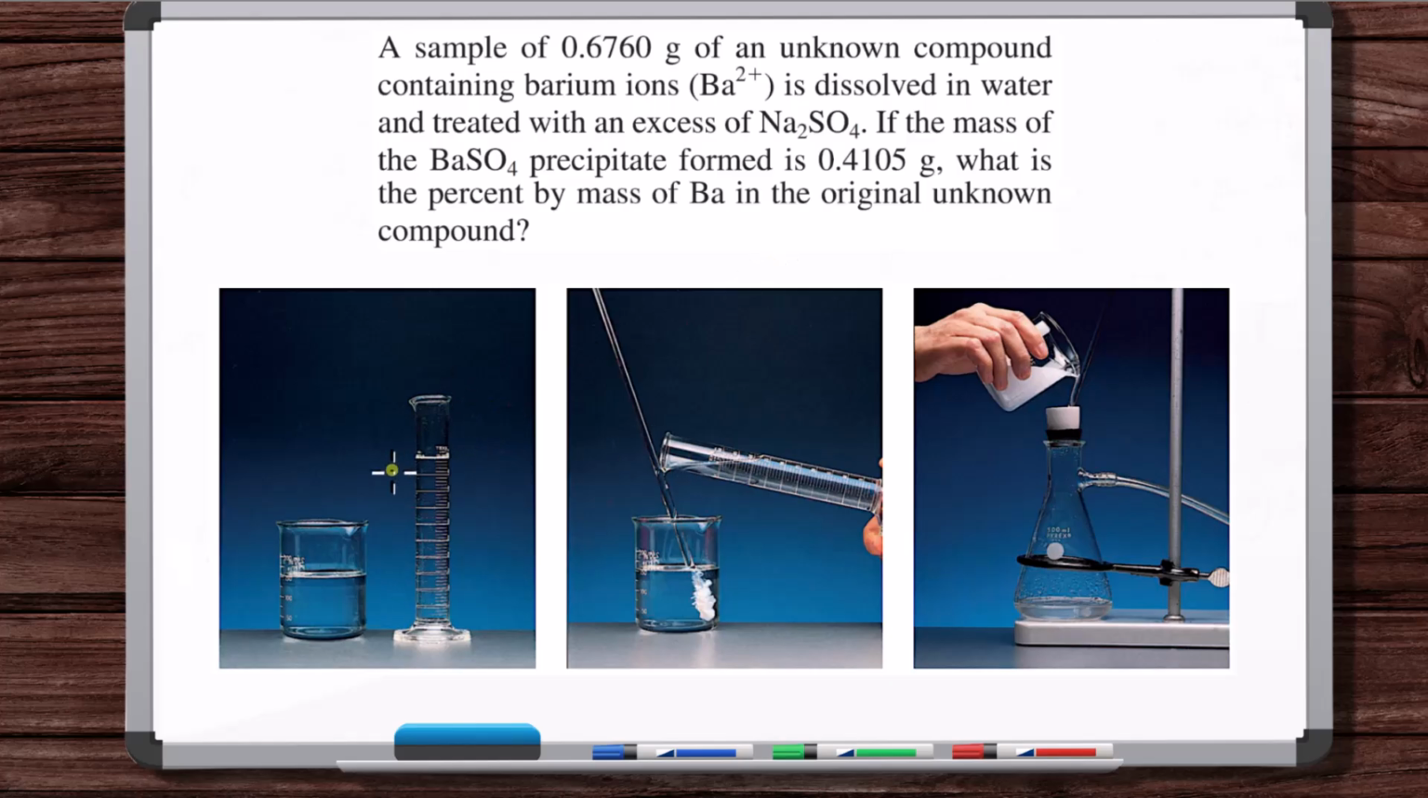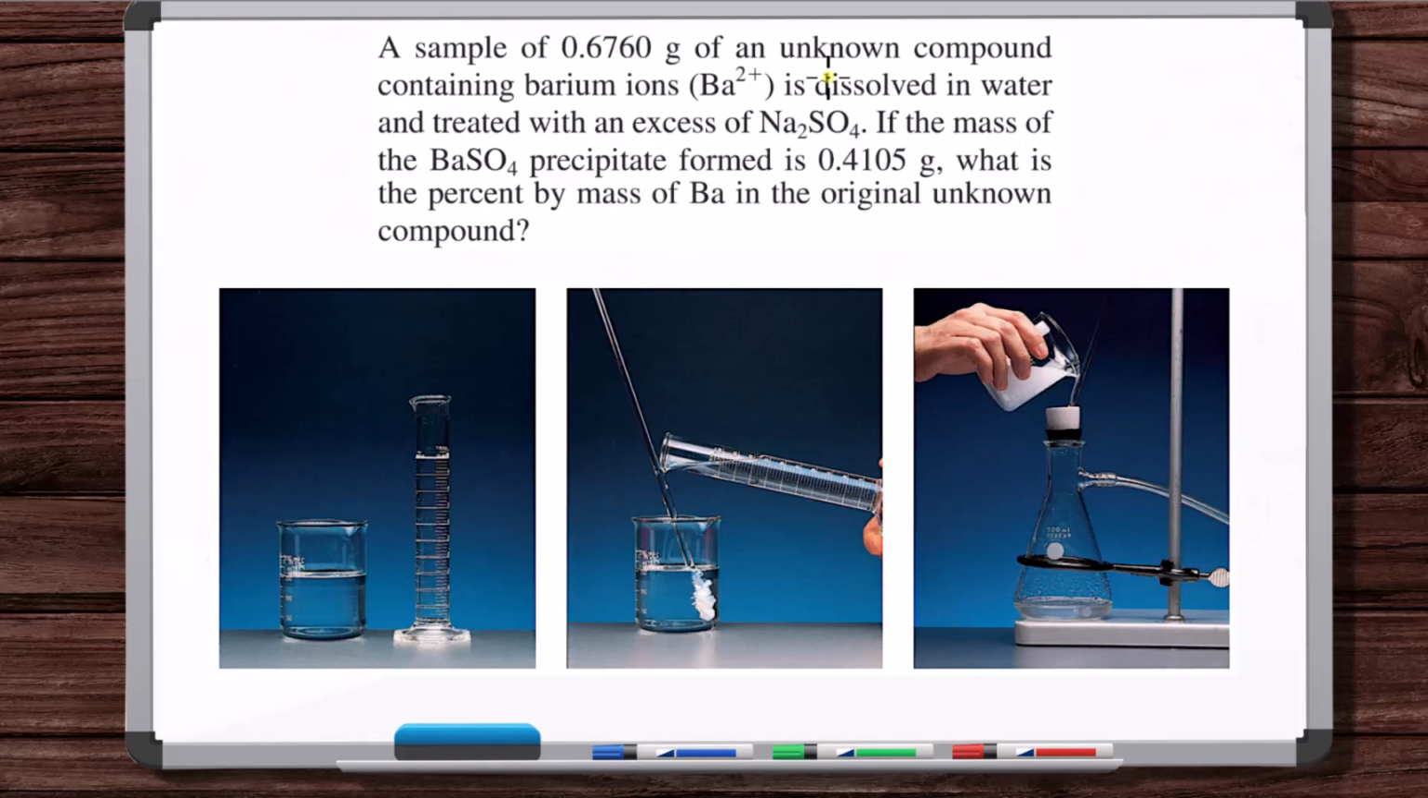Now, upon mixing the solutions, a precipitate is formed, and we know the chemical composition of this precipitate. It's barium sulfate. We make sure we add a complete excess of the sodium sulfate solution to get all of the precipitate possible, filter out the precipitate from the solution, dry it, and weigh it, and the weight of the precipitate is 0.4105 grams. So what is the percent composition by mass of barium in the original unknown compound?